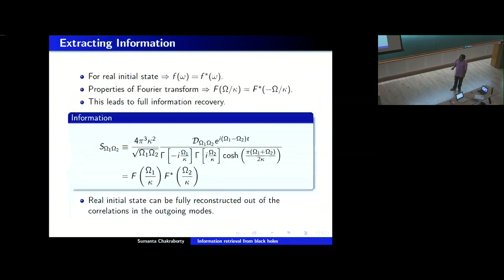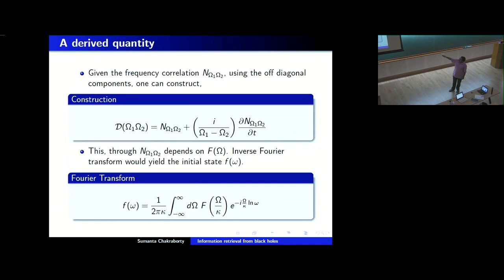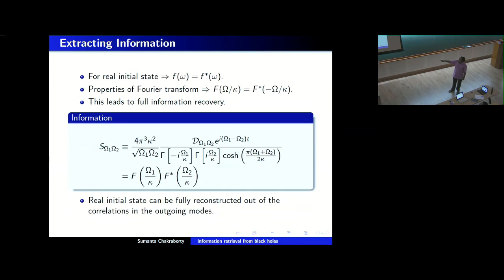So when you do the same, what you end up getting is this particular combination. Now here, this D is what I have constructed here. So given N of omega 1, omega 2, that is, you measure after the black hole has evaporated the number expectation value or the frequency correlation, you essentially know D, and all these are functions of omega 1 and omega 2. So all of this part is completely well known.